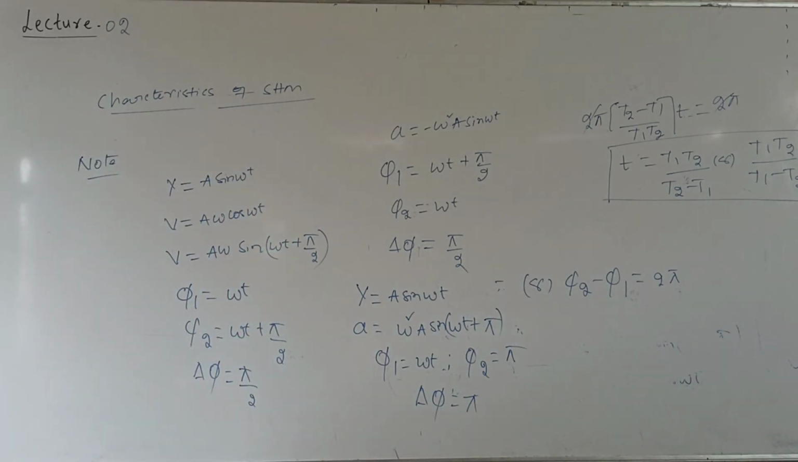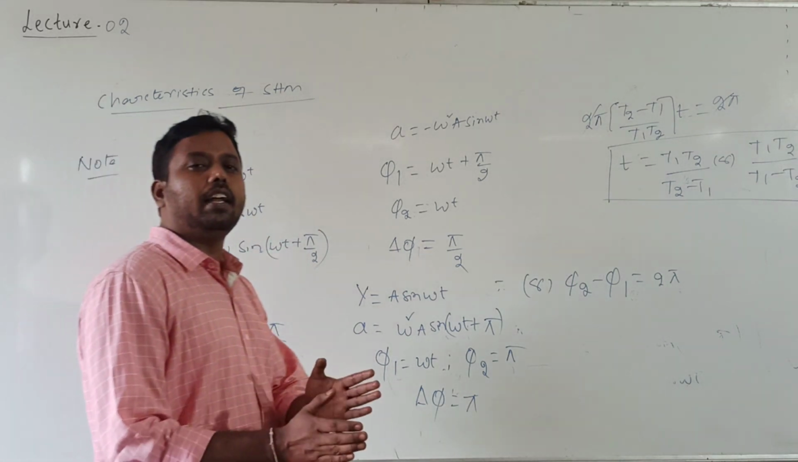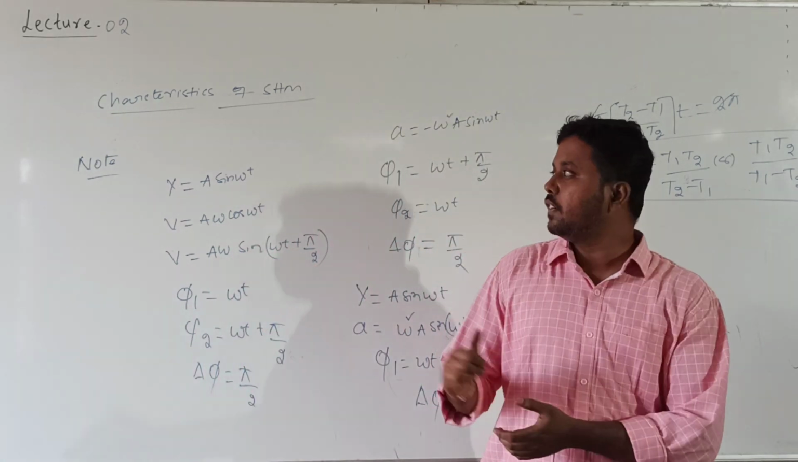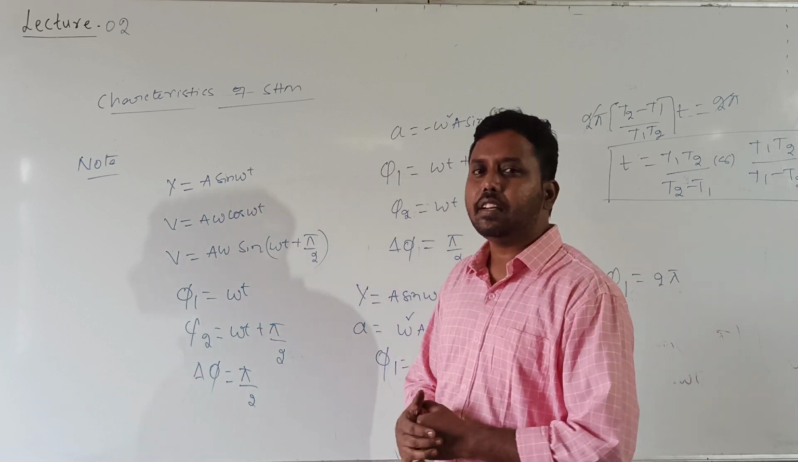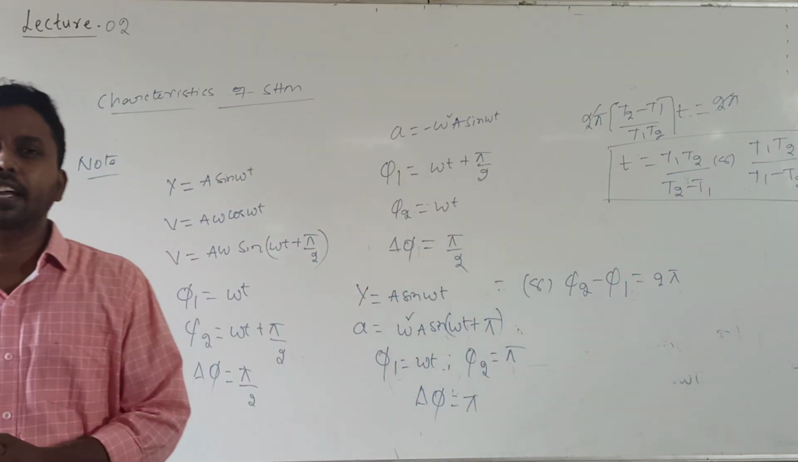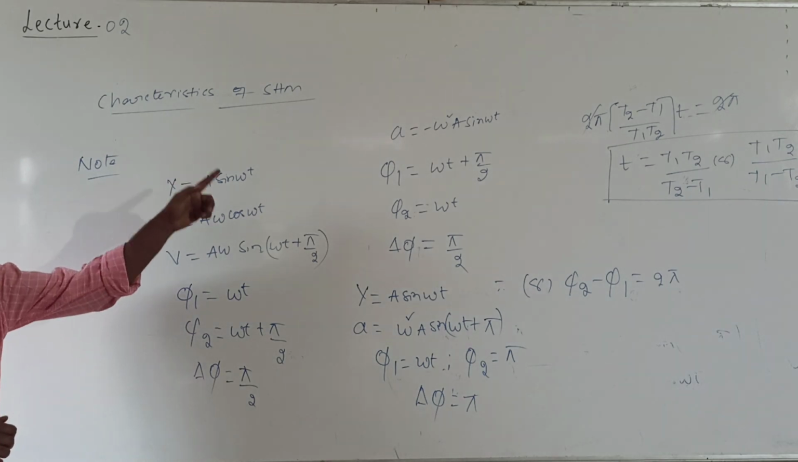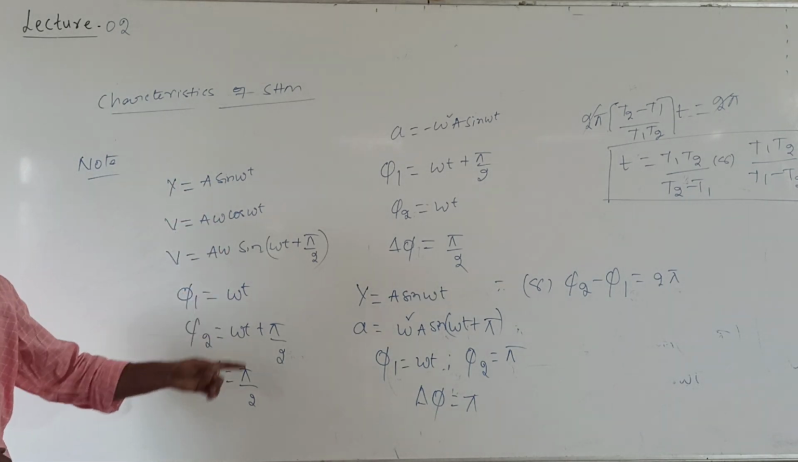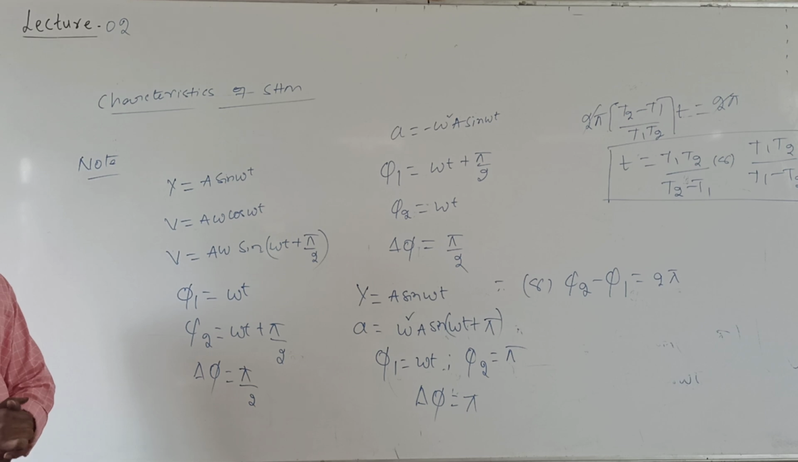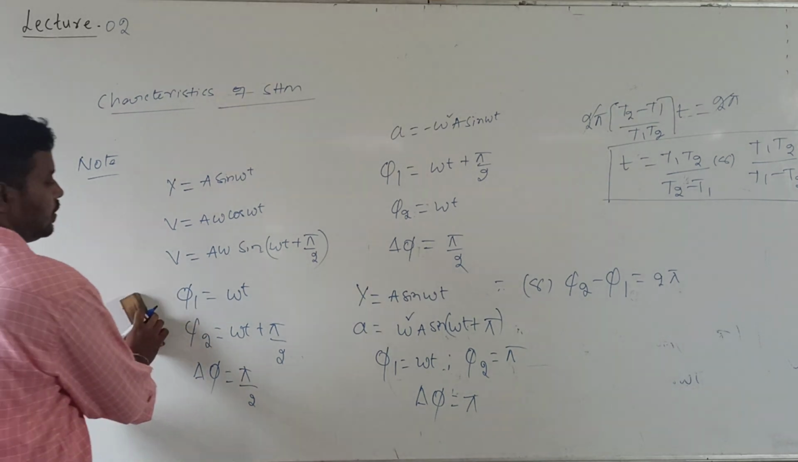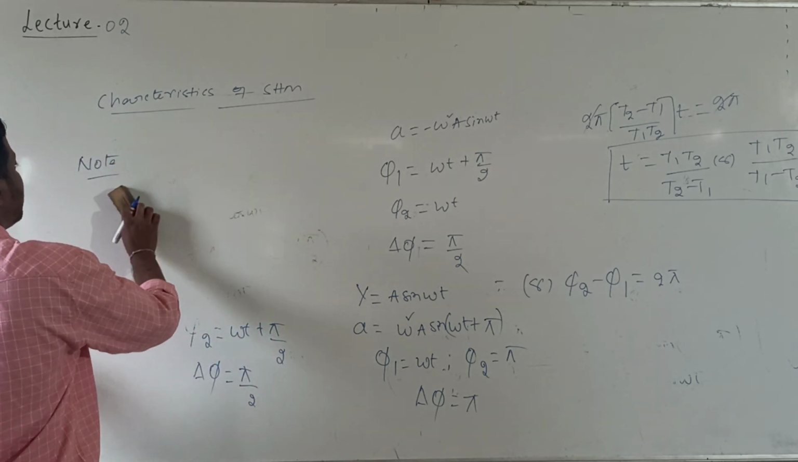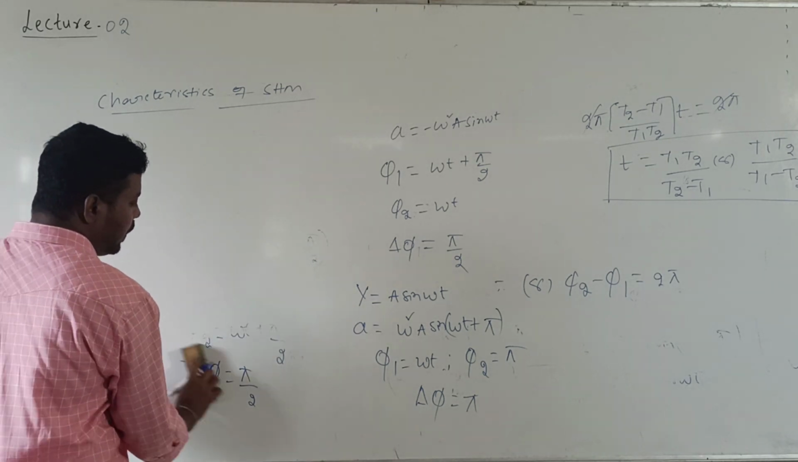Now you tell me, whenever a particle is executing SHM, the phase difference between velocity and displacement is pi by 2. The phase difference between acceleration and velocity is also pi by 2. But the phase difference between displacement and acceleration will be equal to pi. Which are out of phase? Displacement and acceleration are both out of phase. So these are the characteristics of SHM.